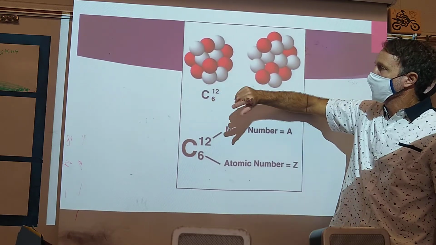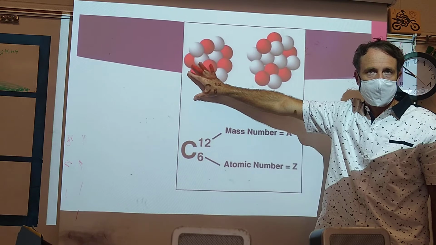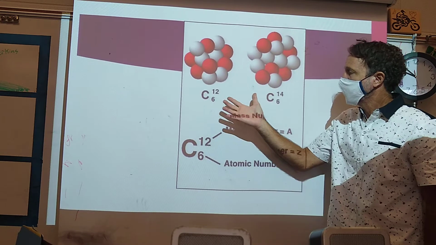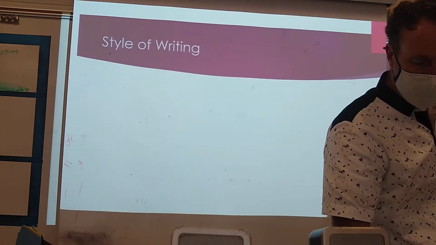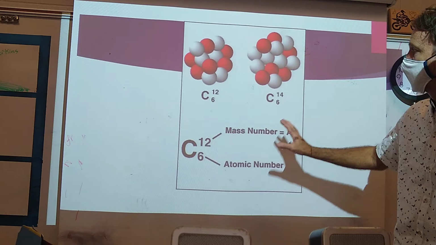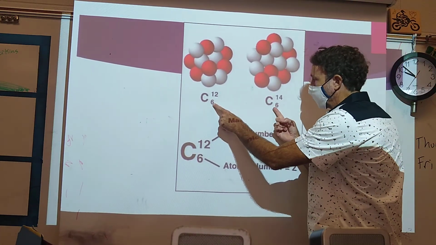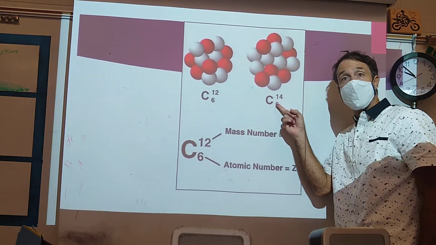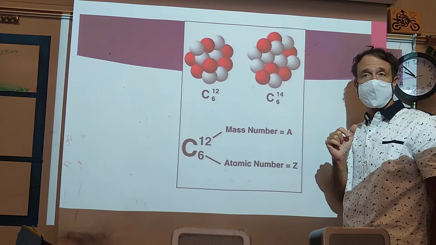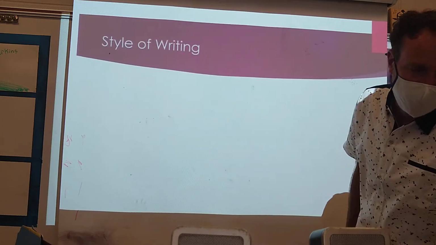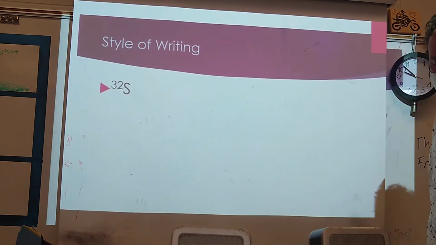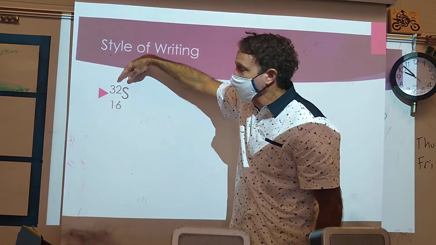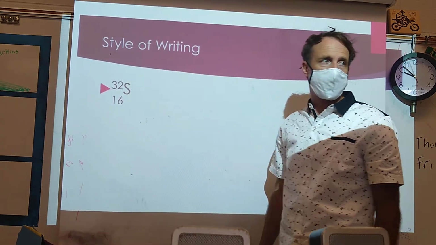The red and white here represent protons and neutrons in the nucleus, okay? So carbon-12 and carbon-14. Well, they're different. What is the difference between carbon-12 and carbon-14? They both have 6 protons, but carbon-12 has 6 neutrons. Carbon-14 has 8 neutrons. That's why it's carbon-14. Does that make sense? Now, here's the way we write isotopes. We usually put the mass number on top over the atomic number and then the atomic symbol.